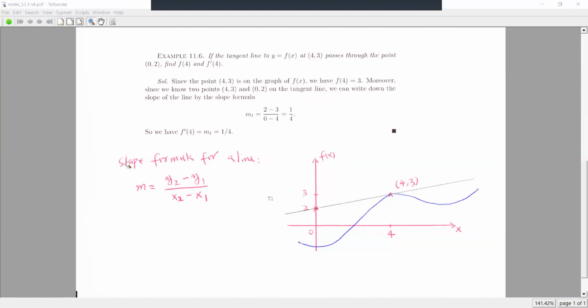So by the slope formula, the slope of this tangent line is equal to y2 minus y1 over x2 minus x1. I consider this point as y2, and x2 is 0. x1 is 4. Then the slope of the tangent line is 1/4. So this line, the slope is 1/4. So therefore, the derivative f'(4) is equal to 1/4.